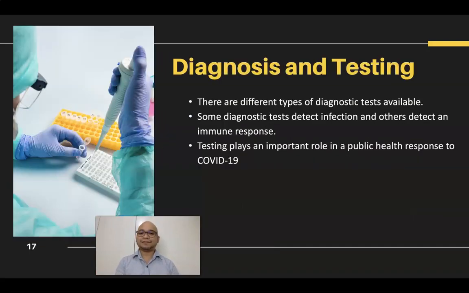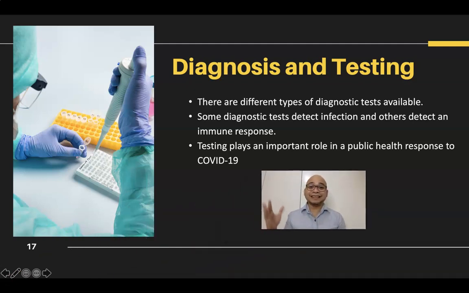For diagnosis and testing, there are different types of diagnostic tests available. Some diagnostic tests detect infection, while others detect an immune response. If you want to know the immune response, of course, antibody testing would be very appropriate. Testing plays an important role in a public health response to COVID-19. Without mass testing, there's no way for us to know who is infected or not, and it's difficult to isolate or quarantine them because some of them remain asymptomatic.